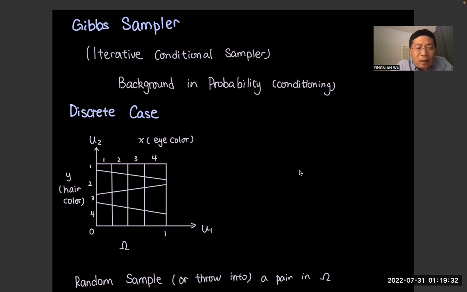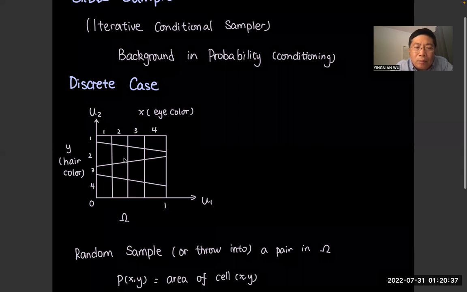For the discrete case, let's imagine that we have two random variables x and y, and we can imagine a unit square like this one, with coordinates u1 and u2. Say we have two discrete random variables, x and y. For example, x is the eye color and y is the hair color of a random person, and we can assume that there are four different eye colors and four different hair colors. For example, eye color may be black or blue, hair color may be black or blonde or some other categories. Then you can imagine that if we randomly sample a person from a population, it is like we randomly throw a point into this unit square.